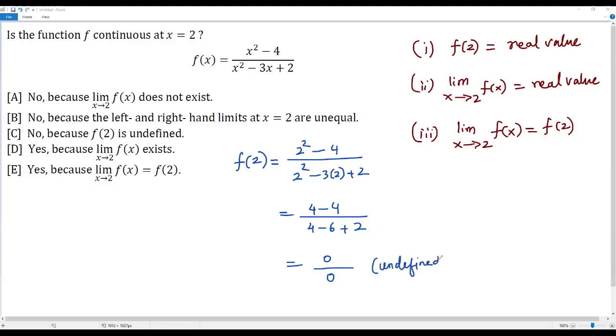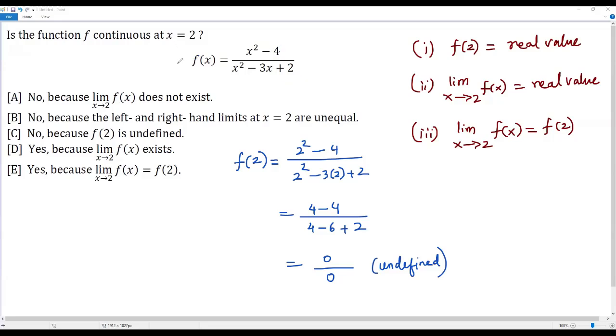Here some people may have a question. Usually when we have 0 over 0, it's called indeterminate form. When I evaluate the limit as x tends to a value of f of x, if I get 0 over 0, it's called indeterminate form. But here I'm not evaluating a limit, I'm evaluating the value of the function at x equals 2. So when I evaluate a function for a particular value of x, if I get 0 over 0, it's called undefined. So here I have to consider only the denominator. Since the denominator is 0, the value of the function is undefined at x equals 2. So the value of f of 2 is not a real value. f of 2 becomes undefined. So the first condition itself is not satisfied for the given function at x equals 2. So the given function is not continuous.